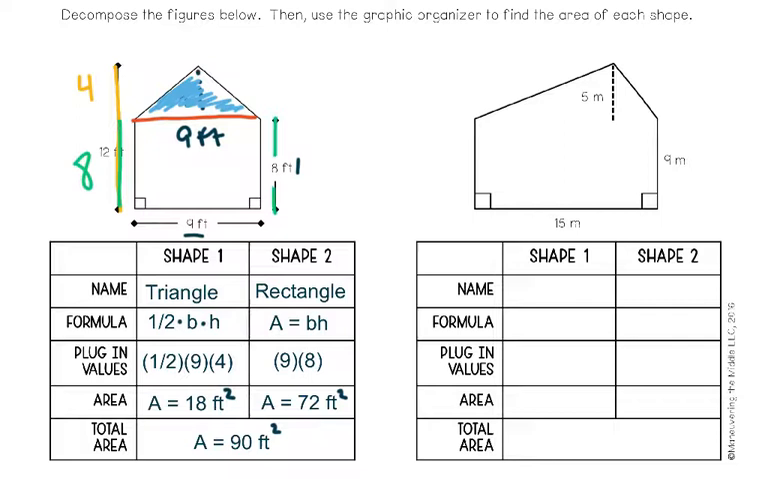Which, again, you could have gotten if you did it the other way and you made two trapezoids. Do whichever way works for you. Let's go ahead and move on to our second example. I want you to try this by yourself and then press play whenever you're ready to check.